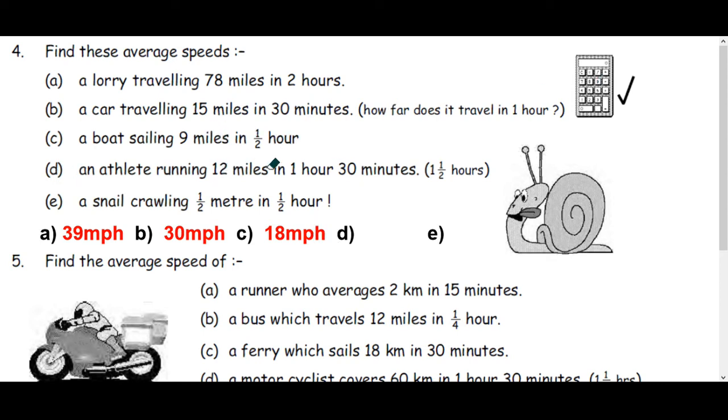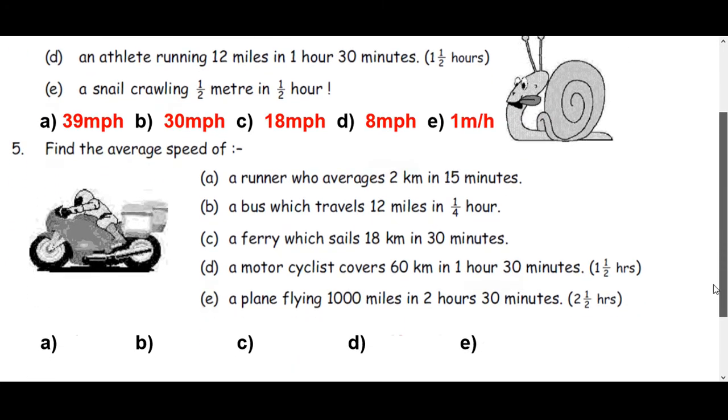D, 12 divided by 1.5. So that's 8. And the last one, it'd be 0.5 divided by 0.5. So that's 1. Now, it's meters per hour here, which is a strange unit. It's because it's a snail crawling, so I've put meters / hour here. But you could write meters per hour.